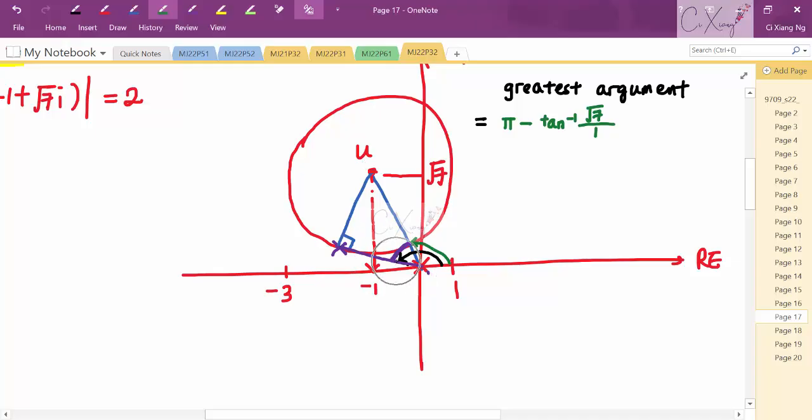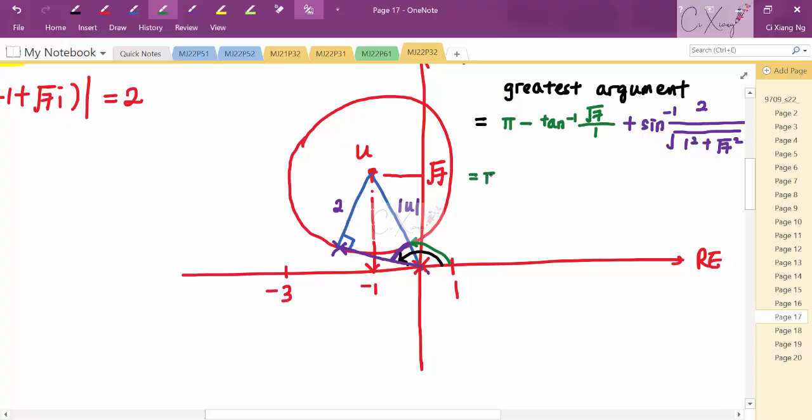Besides, I also need to add the purple angle. For this purple angle, you know that this height here is 2, the radius, and the hypotenuse is the modulus of u. So what is the modulus of u? We can find it here also. If I want to find this theta, it is sine inverse of the opposite, which is 2, the radius, divided by the hypotenuse, the modulus of u. The modulus of u is the square root of negative 1 squared plus square root 7 squared.